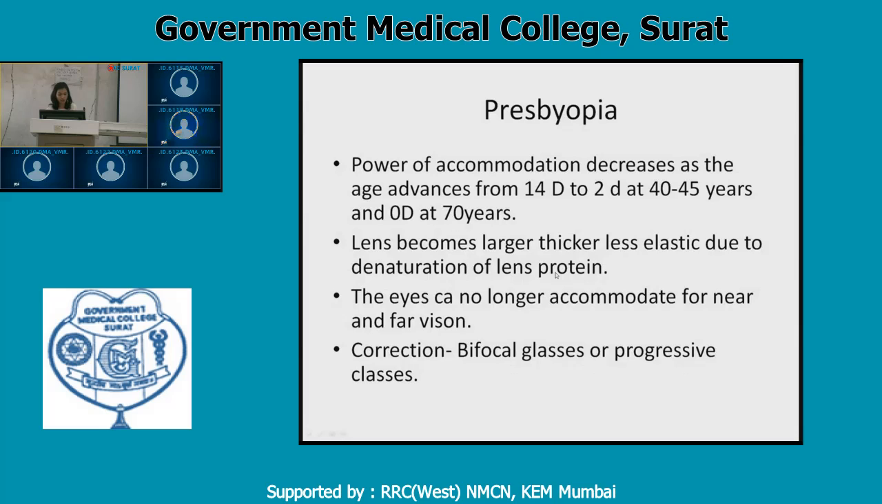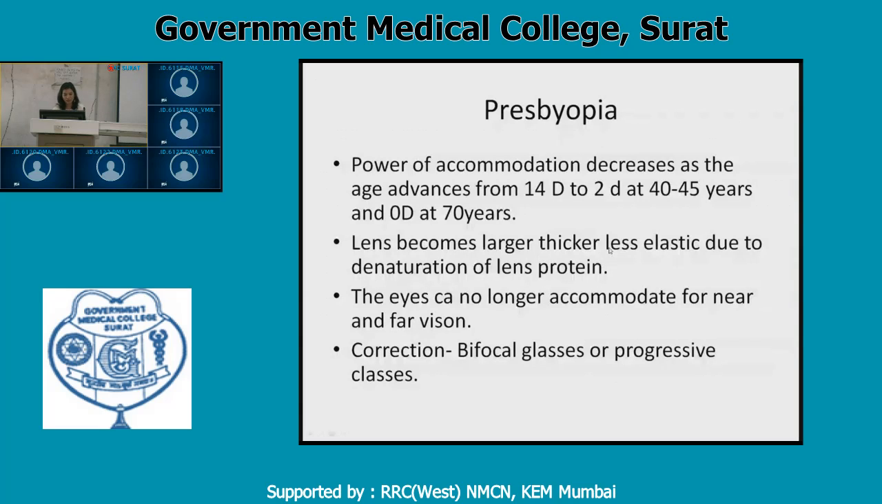And the correction is giving the bifocal glasses or the progressive glasses. In progressive glasses, according to distance, the dioptric power of the glasses changes from the upper surface to the lower surface. So the lower part is used for near vision. When they look down, the lower part, or the higher dioptric power of the lens, is used. And when they are seeing far objects, lower dioptric power is used. And that is known as the bifocal glasses or the progressive glasses.